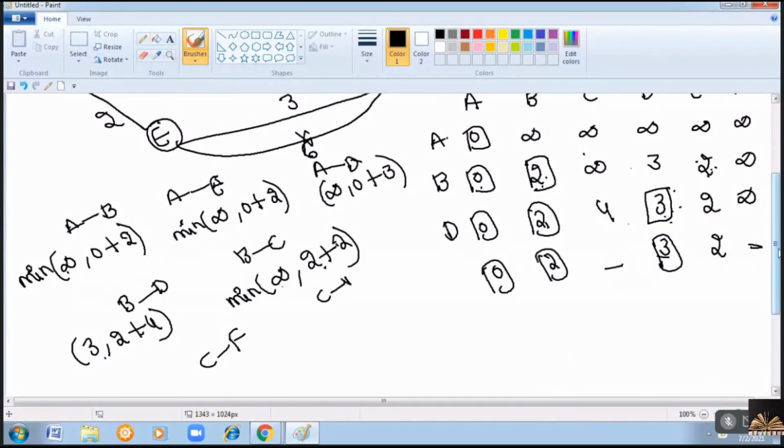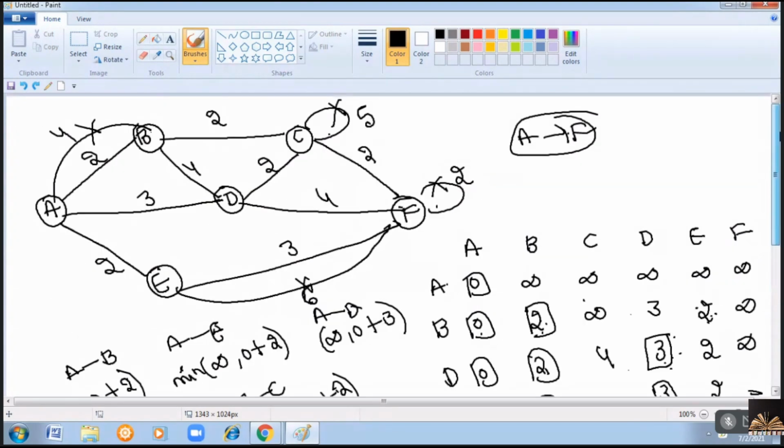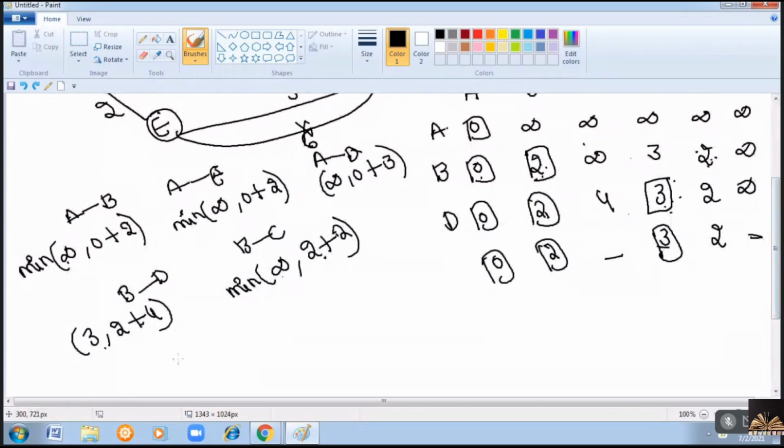We have chosen D, right? So from D, C is connected, F is connected. That means D to C, D to F are there. D to C means minimum of, what is the C value, destination value? 4, comma, marked value is 3 plus D to C is 2. So 4, comma 5, minimum is 4. So there is no change here.